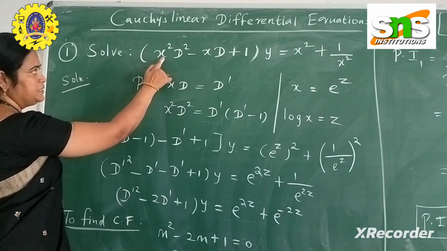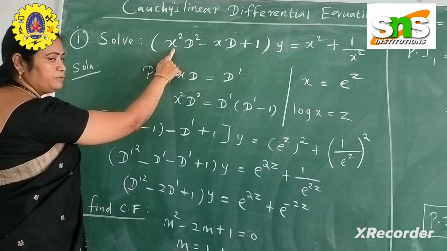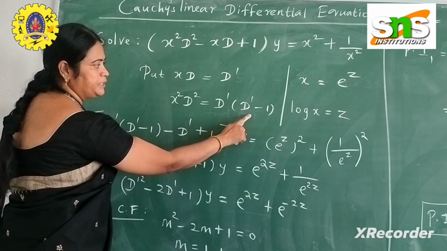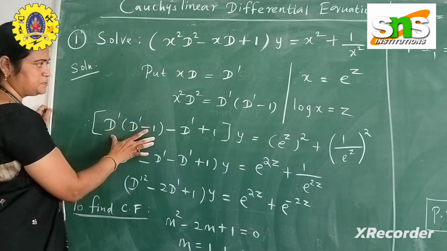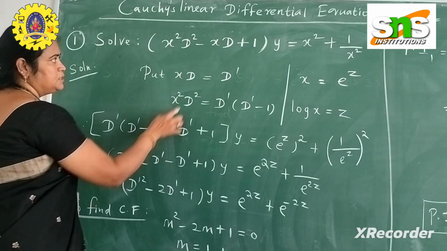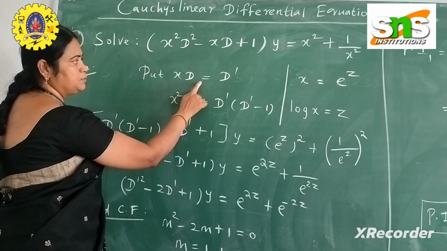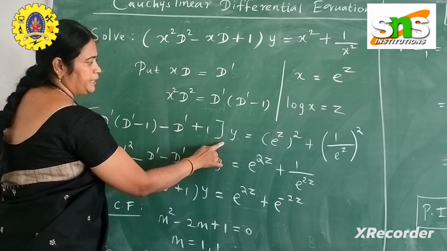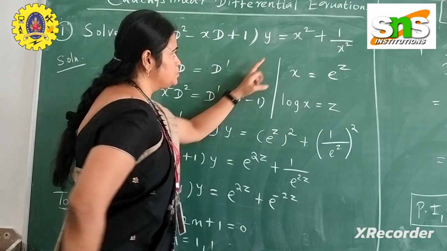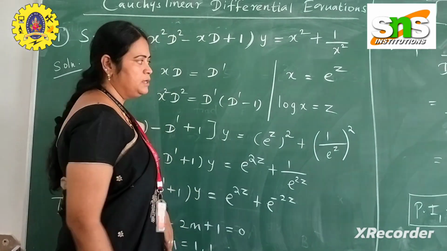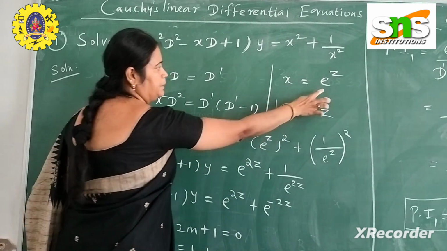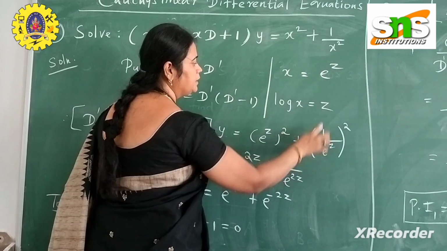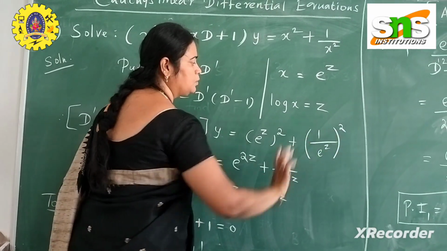Okay, let me get into the problem. So this is our question. So x² D². For x² D², you have to substitute D'(D' − 1). So that I have substituted. And minus, what is our x D? So x D is nothing but D', plus 1, into y equal to our right hand side. Right hand side we are having x², so x² is nothing but (e^z)² plus 1 by x², that is 1 by (e^z)².